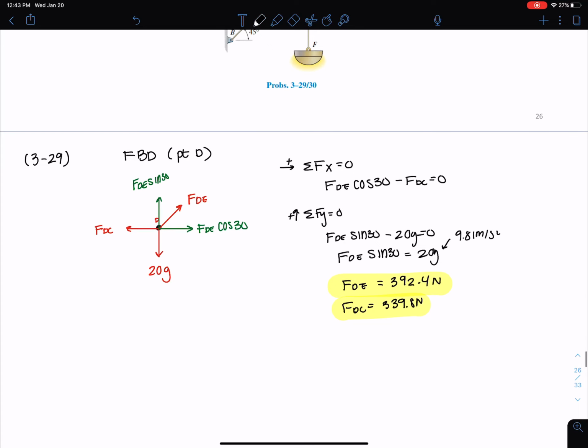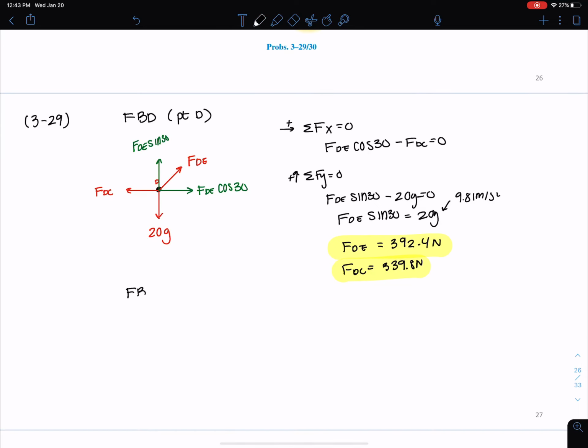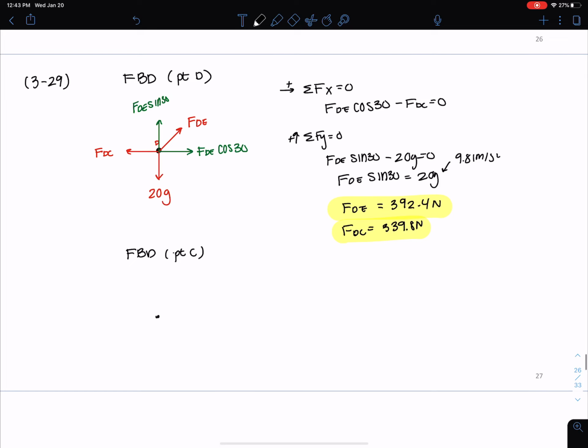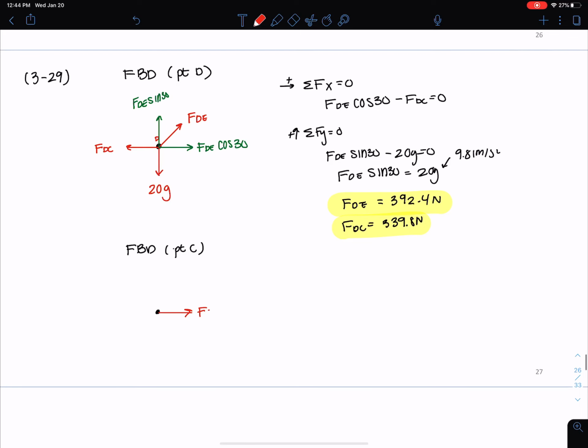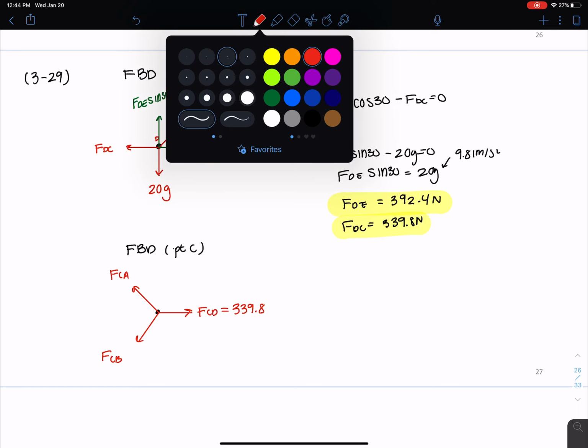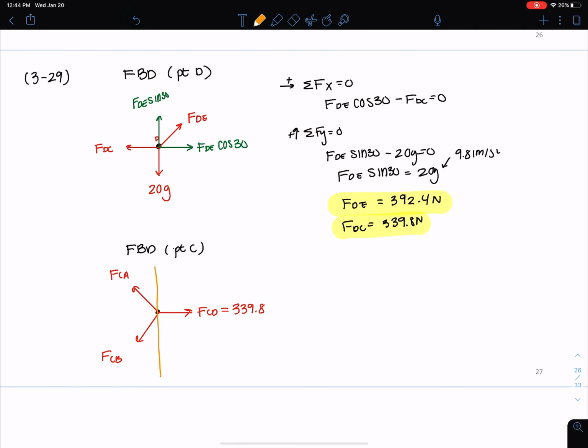Now to get the rest of them, I'm going to do another FBD at point C. I already solved for FDC, which is the same as FCD. So FCD would be equal to the 339.8 here. And then I have 2 more unknowns: I have FCA and I have FCB. And I'm going to draw my axes here to make everything a little bit easier.